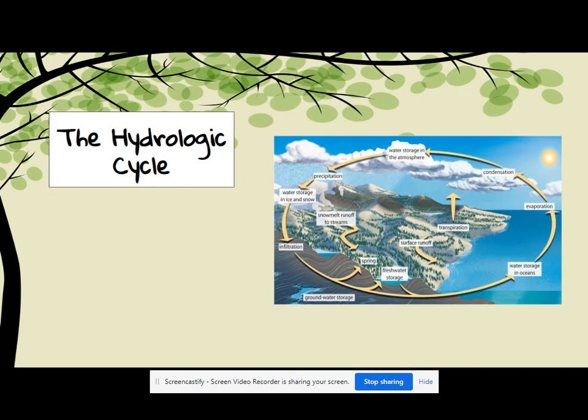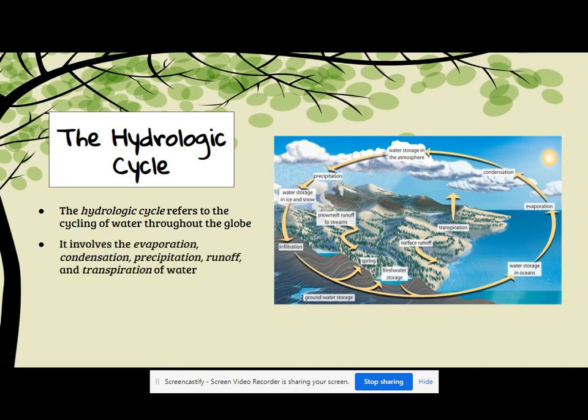Okay. The hydrologic cycle is the first one, and it's the water cycle, right? This refers to how water is cycled throughout the entire globe. There are four different terms. Evaporation, that's how water turns from a liquid to a gas. Condensation, that's the opposite, a gas to a liquid. Precipitation, that's rain. Runoff, that's like water moving from a mountain to a stream. And transpiration, that's how water's moved from one point to another, like animals breathing out water.